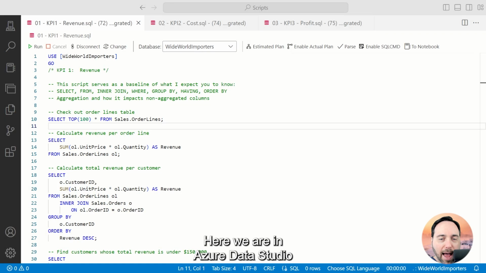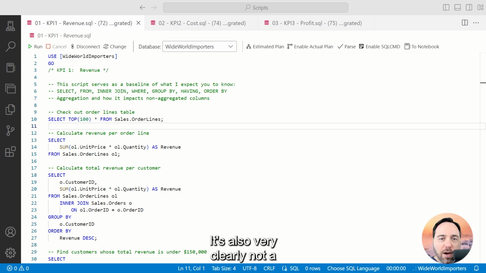Here we are in Azure Data Studio, looking at the first of 3 scripts that we will review in this video. To make it easier for you to follow along, I am going to focus on the Wide World Importers database, as it is freely available and it's a Microsoft sample database. It also includes a fair amount of the type of retail information that we would need to generate our KPIs. Wide World Importers is not an example of a billing system or a financial management system, but it will have enough for us to work with.